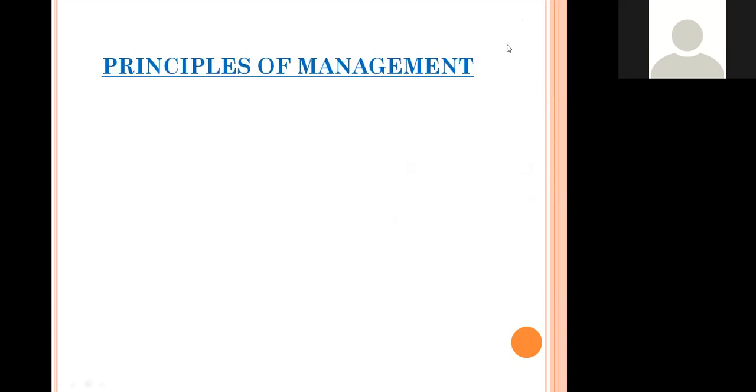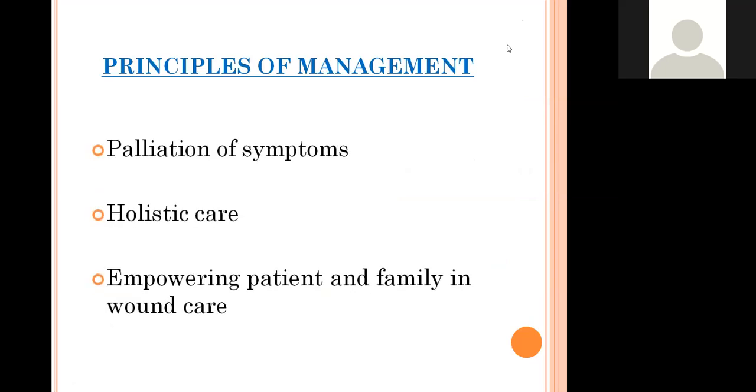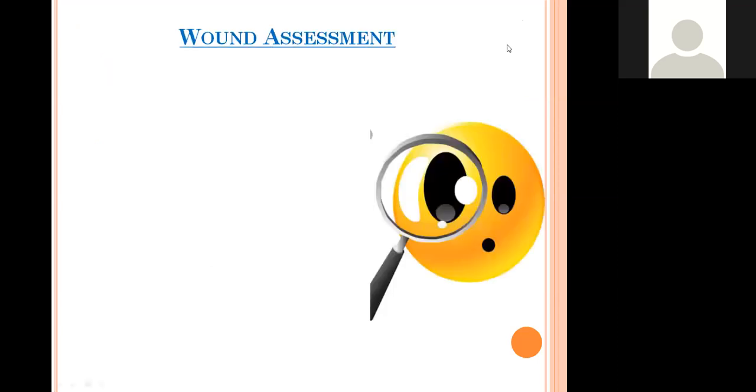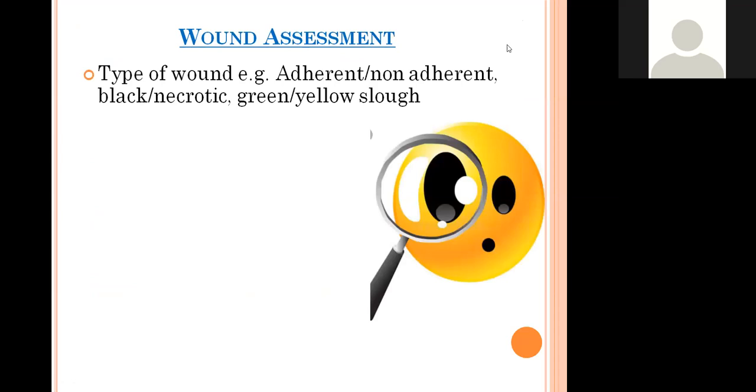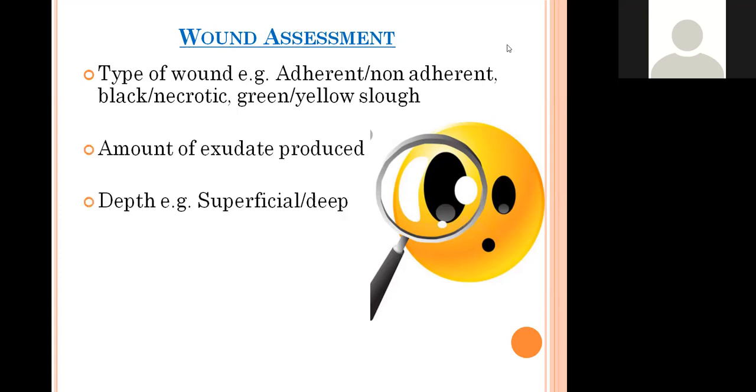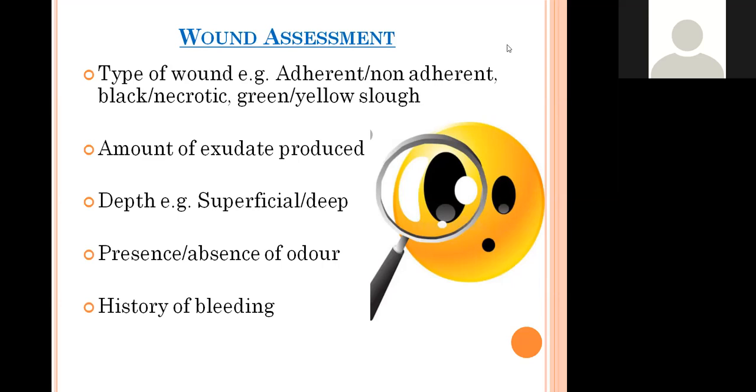So our principles of management are palliation of symptoms, holistic care, and empowering the patient and family in wound care. So in wound assessment, we need to assess the type of wound, whether it is adherent or non-adherent, black, necrotic, green, and yellow slough, the amount of exudate produced, the depth, whether it is superficial or deep, and presence or absence of odor. We have to assess if there is any history of bleeding, and the description and intensity of pain.